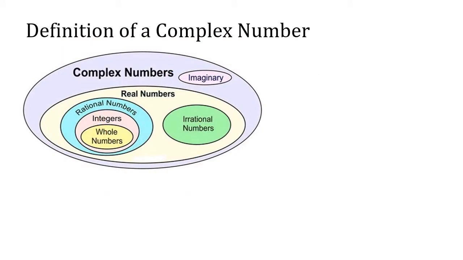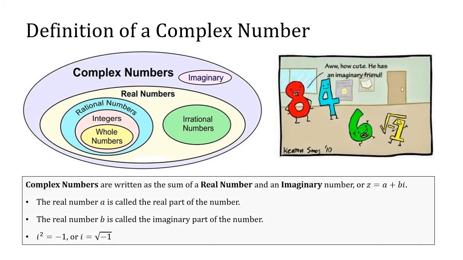Let's begin by defining a complex number. In this image, we see that the complex numbers lie outside of the real numbers that we should be familiar with. The real numbers are the rational numbers, integers, whole numbers, and irrational numbers. The complex numbers lie outside of that and include the imaginary numbers. More specifically, complex numbers are written as the sum of a real number and an imaginary number, or z, which is the complex number, is equal to a plus bi.